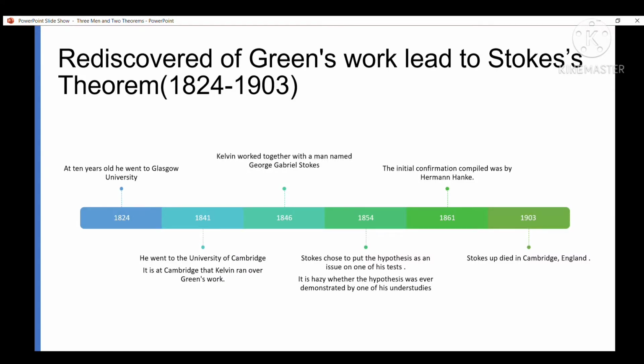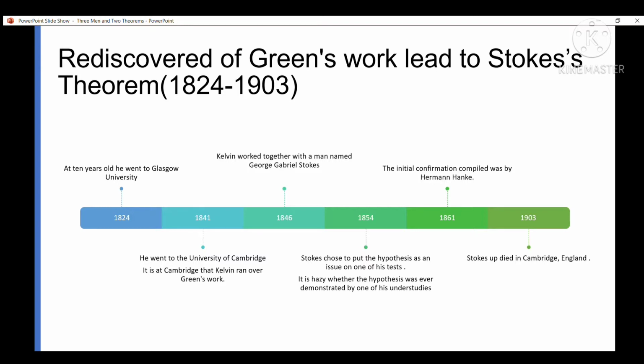Rediscovery of Green's work led to Stokes' theorem. So we can see from the timeline 1824 until 1903. In 1824, at 10 years old, he went to Glasgow University. I refer this to William Thomson. He went to the University of Cambridge. It is at Cambridge that Kelvin ran over Green's work.